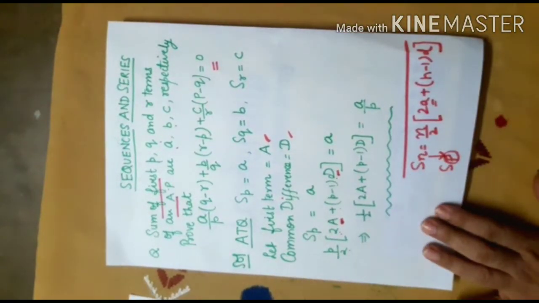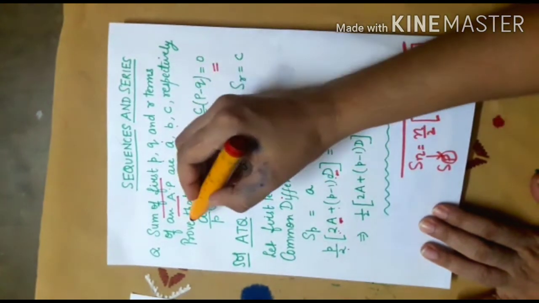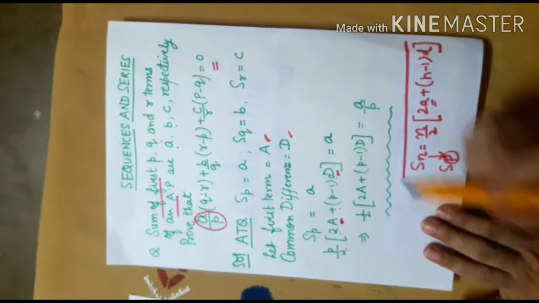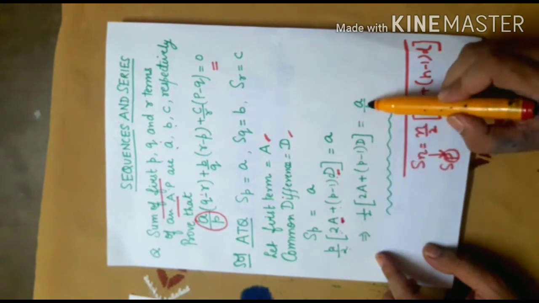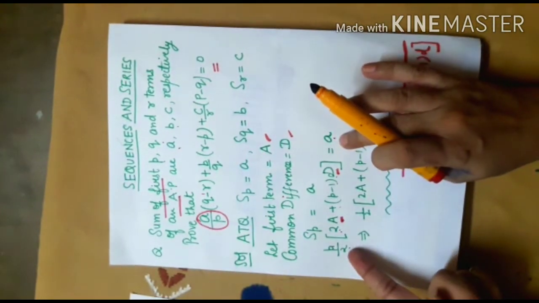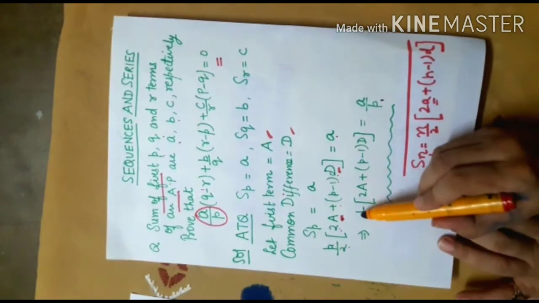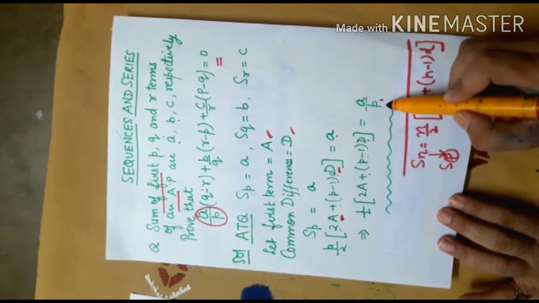Now look here. I need to show this thing. Here I want A over P, right? Now, if I transpose this P to this side, do I get A by P? So from this relation, I'll get the value of A over P, which will be 1 by 2 into (2A plus (P minus 1) D).